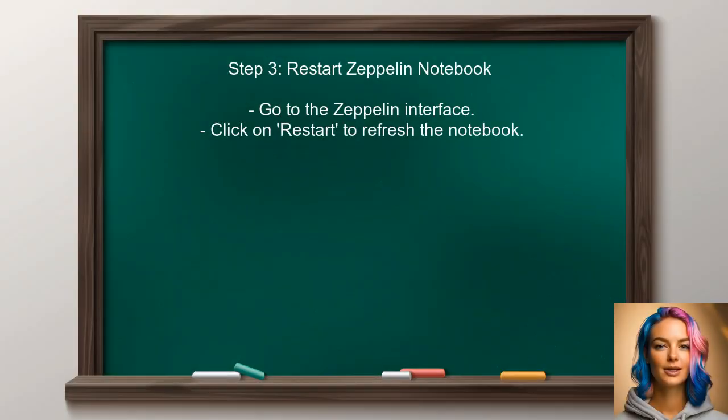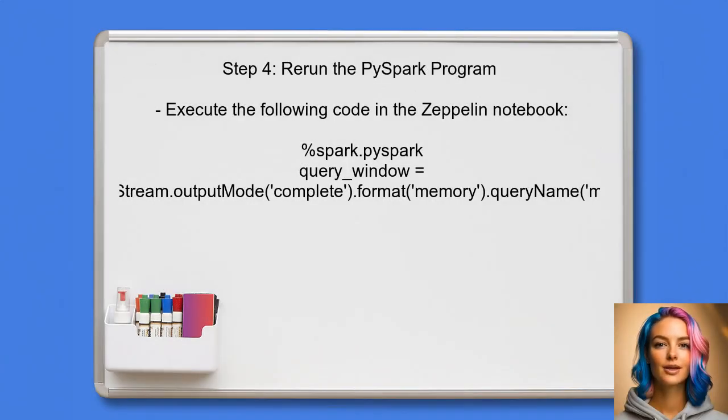After updating the permissions, the user should restart the Zeppelin notebook to ensure that the changes take effect. This step is important to refresh the environment. Finally, the user can rerun their PySpark structured streaming program. This time, it should execute without the permission-denied error.